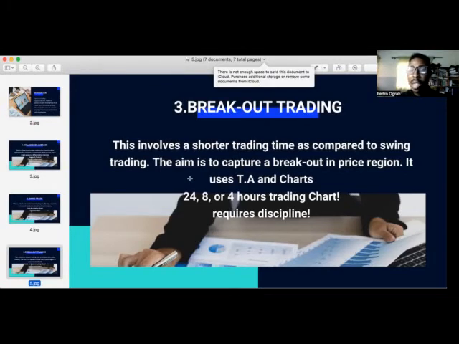So the aim, like I said, is to cash out at the breakout price region. It uses TA, which stands for technical analysis, and charts. You use indicators. For breakout trading, the time frame is usually 24 hours, 8 hours, or 4 hours, 24 hours maximum. So what are you doing in breakout trading? You follow the trend, look at the price pattern, and look at a region where there will be a breakout in price. So that's what you are targeting.